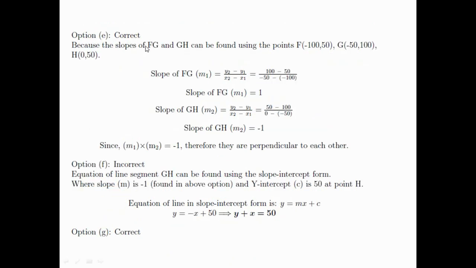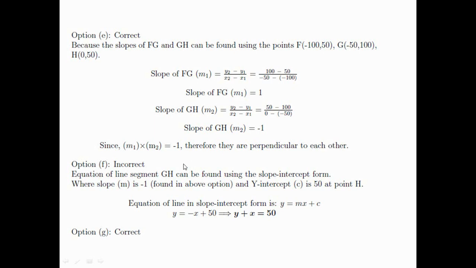Option E is correct because the slopes of FG and GH can be found using the points F to be (-100, 50), G to be (-50, 100), H to be (0, 50). Now, the slope of FG can be calculated from the same 2-point form. It is 1, and slope of GH will be equal to -1. And as we know, for two lines to be perpendicular, the product of their slopes is to be -1. As that condition is satisfied, therefore these two lines are perpendicular.